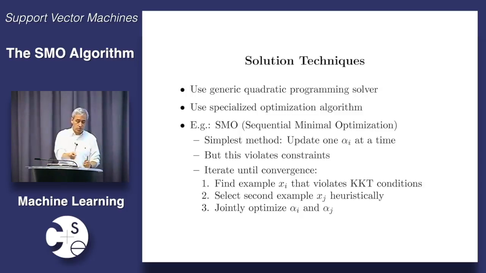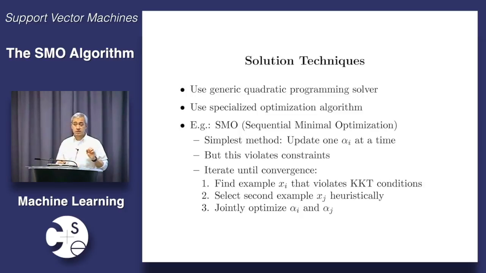I can't just be doing coordinate descent on one coordinate at a time of my goal function, because I have to keep the constraints in mind. What this means is that I cannot update one alpha i at a time.